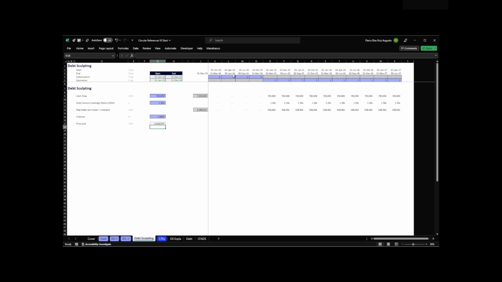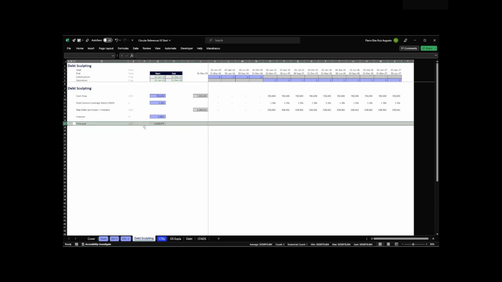I'm going to press enter. And this is the NPV that we're going to be looking at. By the end of the construction phase, we're going to have a total debt as a principal debt amount of $5.038 million. So this is the total principal that we're going to be able to get. This is nice, so we have our principal here.